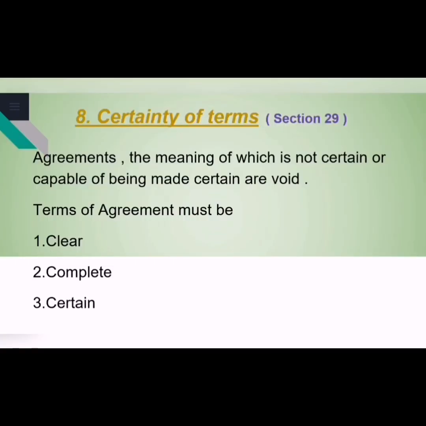Next essential is certainty of terms. Agreements, the meanings of which are not certain or capable of being made certain, are void. Terms of agreement must be clear, complete, and certain. Means all the terms of agreement between the parties should be clear to each and every party.